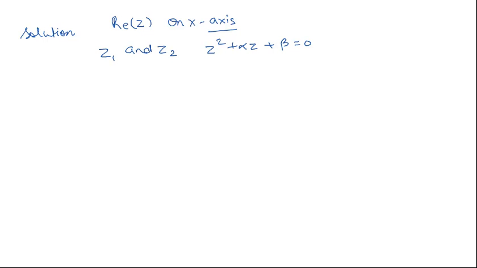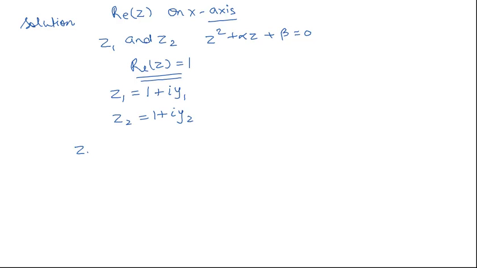Now the question says that roots lie on this thing, that real part of z will be equal to 1. So that gives us the indication that the real part of both the roots will be 1. So z1 will be of the form 1 plus iota y1 and z2 will be of the form 1 plus iota y2.